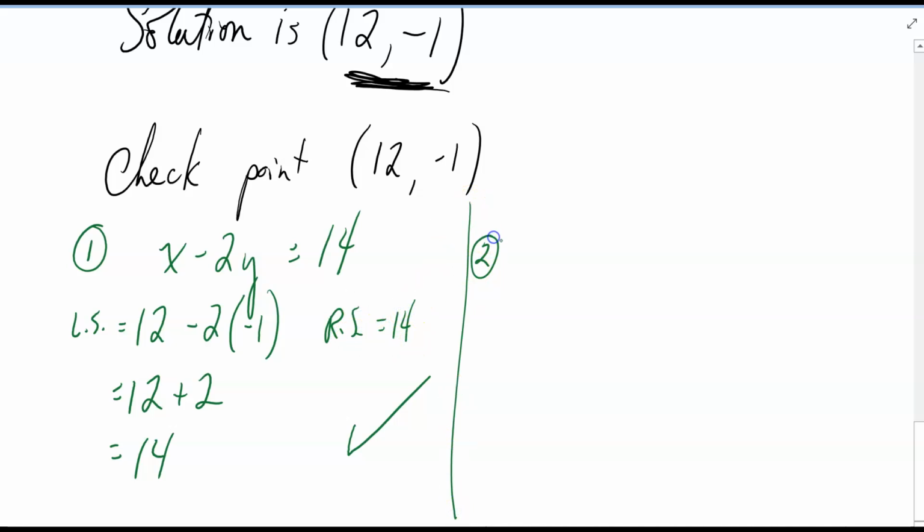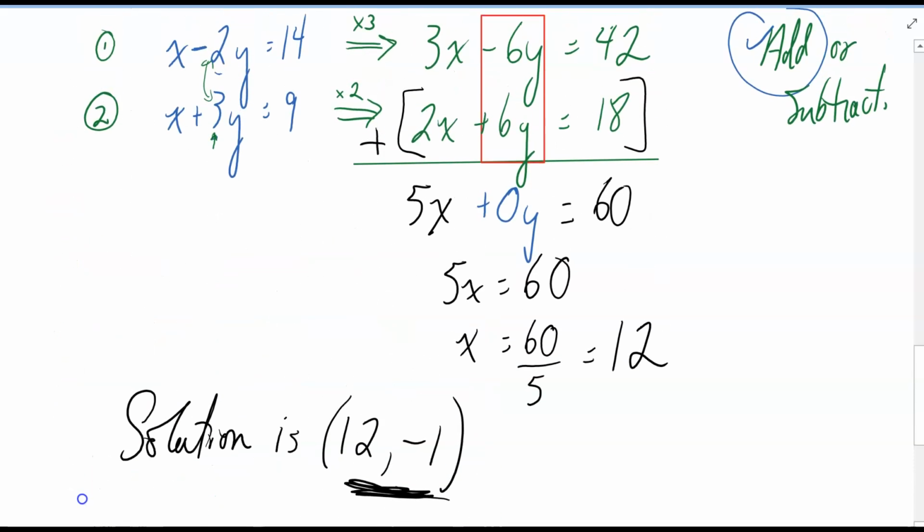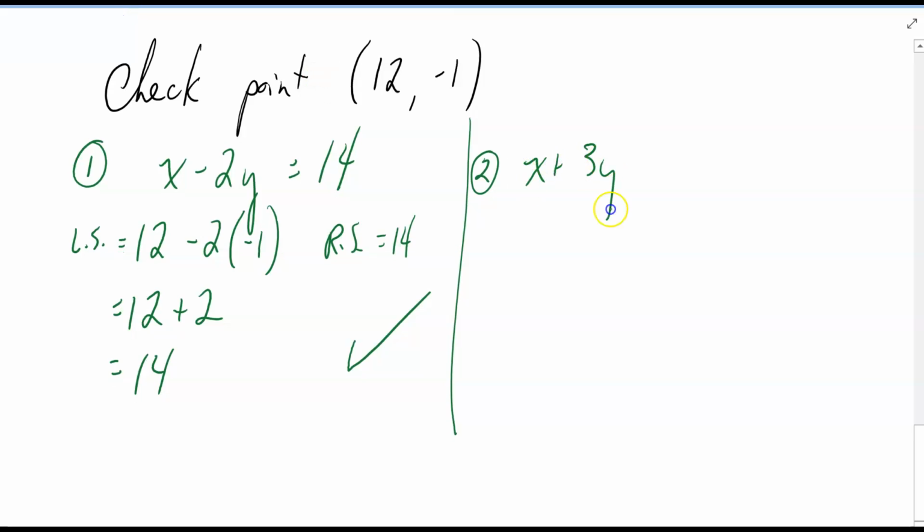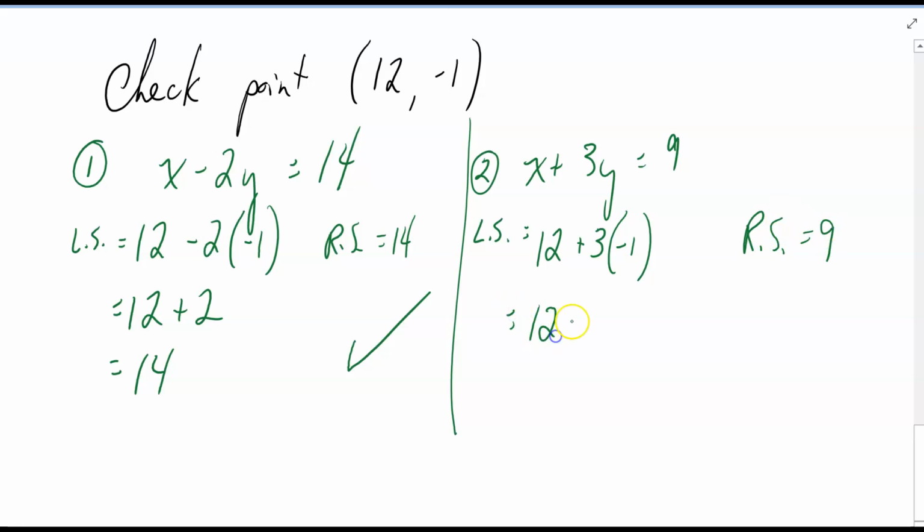Let's check equation 2. Equation 2 is x plus 3y equals 9. The left side, we must put in our 12 plus 3 times minus 1. The right side is equal to 9. 12 subtract 3 equals 9. Yes. Since this point satisfies both equations, it is the solution to the system of linear equations, and that's a check on that.